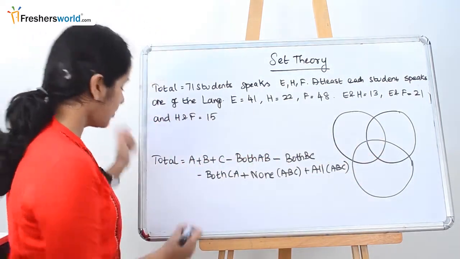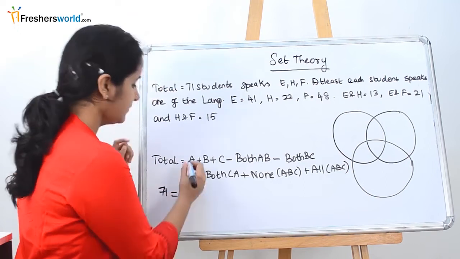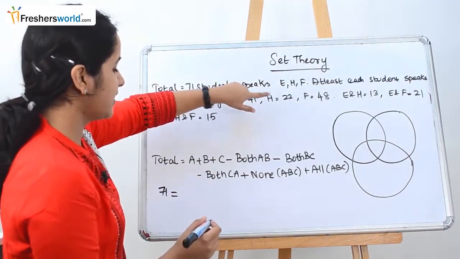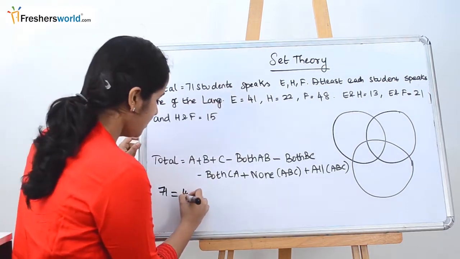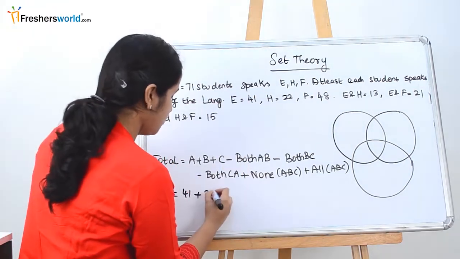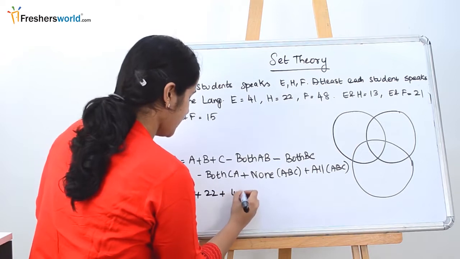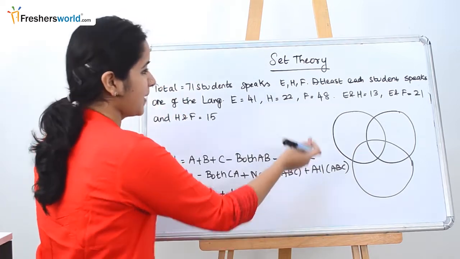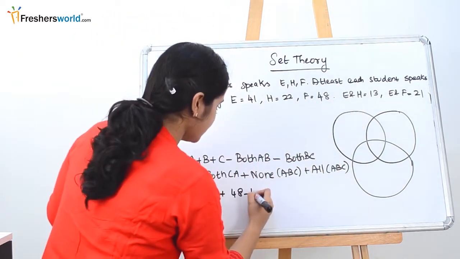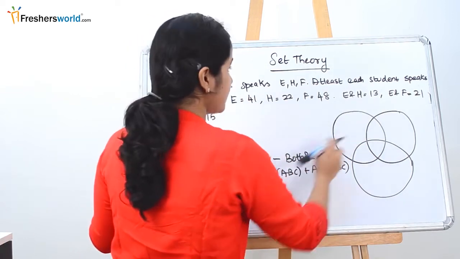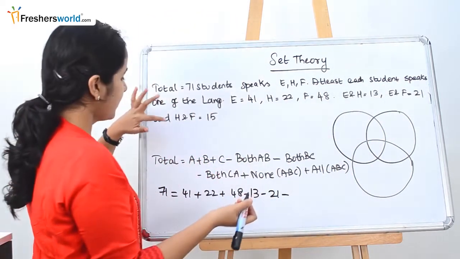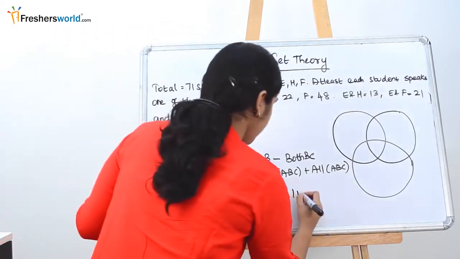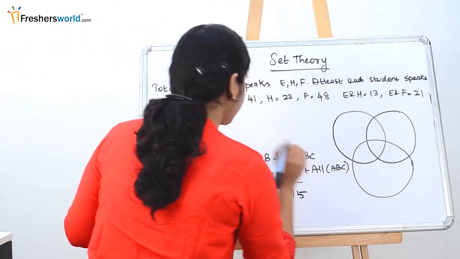We know that the total is 71. A is nothing but, here we mean English, Hindi and French. So 41 plus 22 plus 48 minus both A and B, which is English and Hindi, 13. Both B and C, which is English and French, 21. Minus Hindi and French, 15. So the catch here is none ABC.